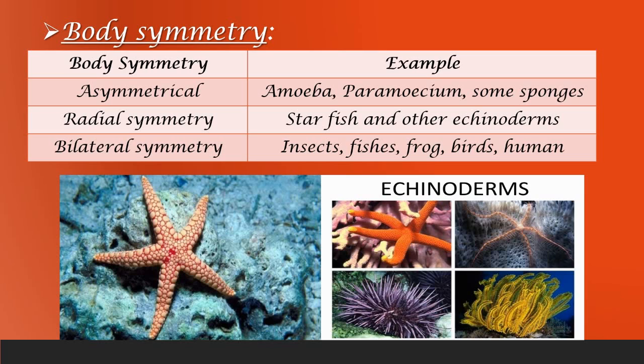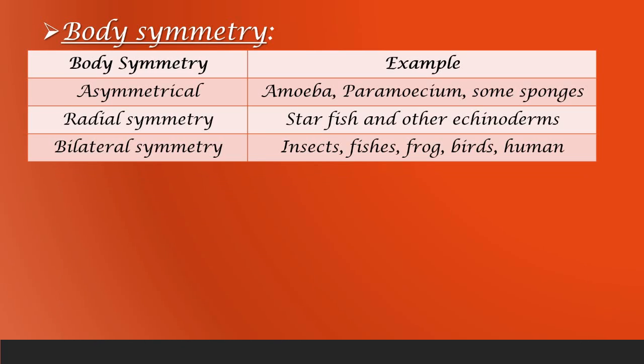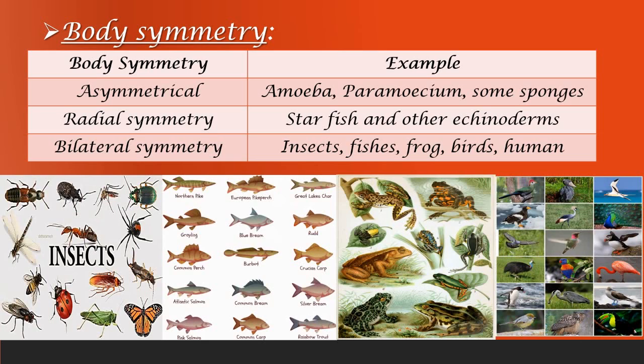For example, starfish. In starfish, there are 5 different planes passing through the central axis of the body, through which we can get two equal halves. Then the third one is bilateral symmetry. In this type of symmetry, there is only one such imaginary axis of the body through which we can get two equal halves. For example, insects, fishes, frog, birds, human, etc.